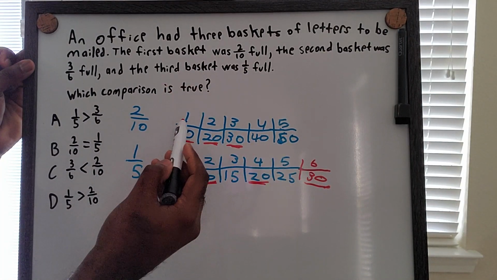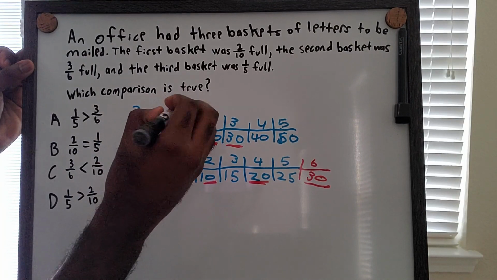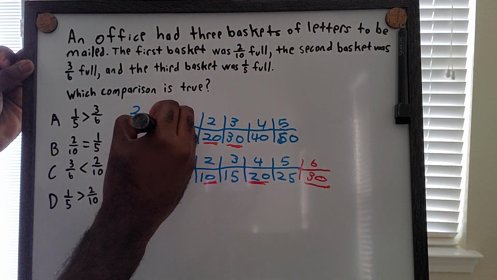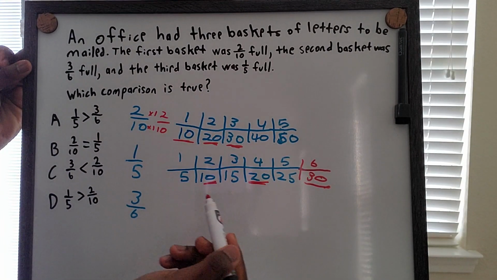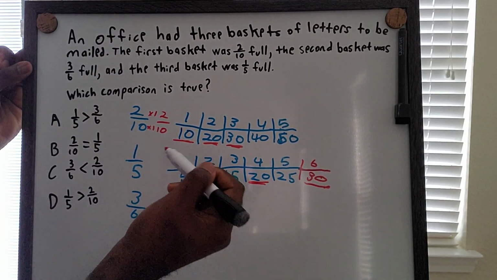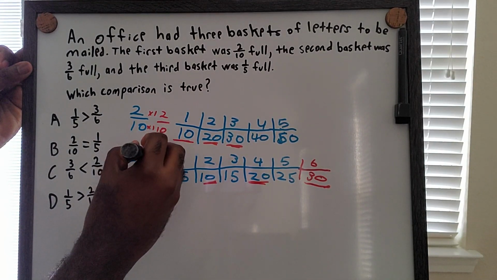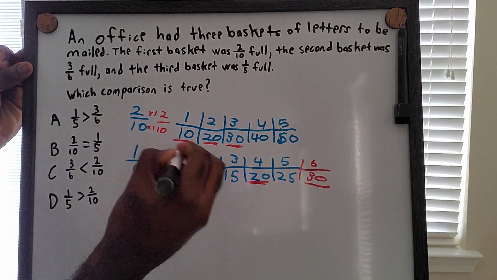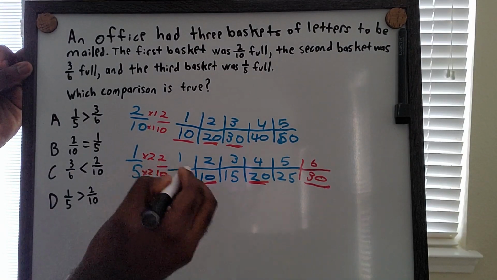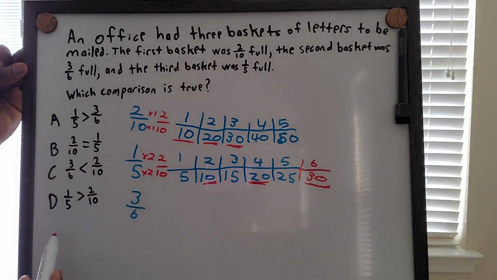So I would multiply both sides by 1. 2 times 1 gives me 2. 10 times 1 gives me 10. So that one didn't change. But for the 5, this is the second multiple that matches, so I need to multiply both sides times 2. 1 times 2 gives me 2. 5 times 2 gives me 10. So 1/5 equals 2/10. Do you see any of our answers?